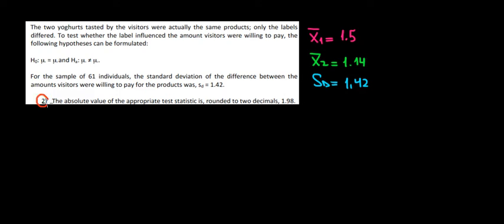Let's look at question 2 now. So the two yogurts tested by the visitors were actually the same products. The only difference was the label. So we want to know whether the label influenced the amounts that the people are willing to pay for those yogurts. These are the hypotheses.